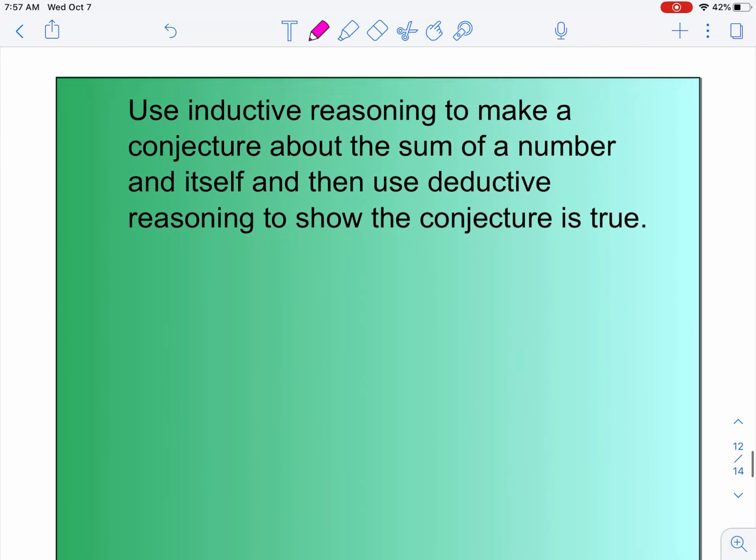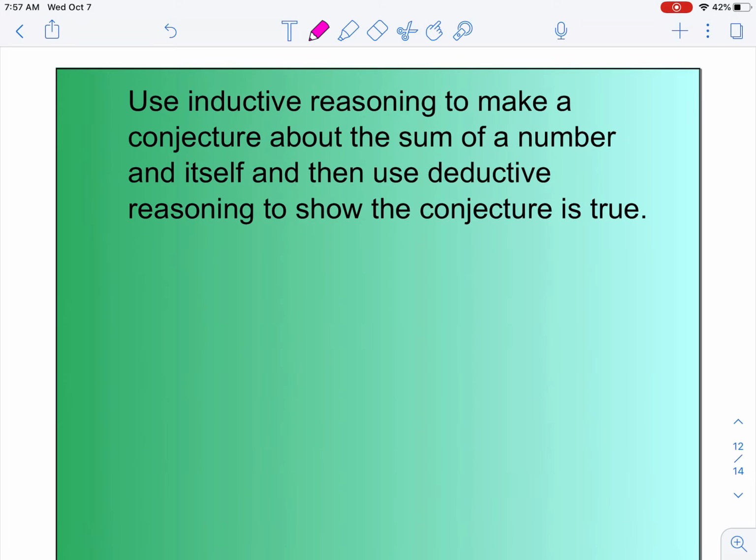All right, so we did this one yesterday where it says use inductive reasoning. Remember, that is specific examples to make a conjecture about the sum of a number and itself, and then use deductive reasoning to show that the conjecture is true. And remember, deductive reasoning is using facts and definitions and properties.